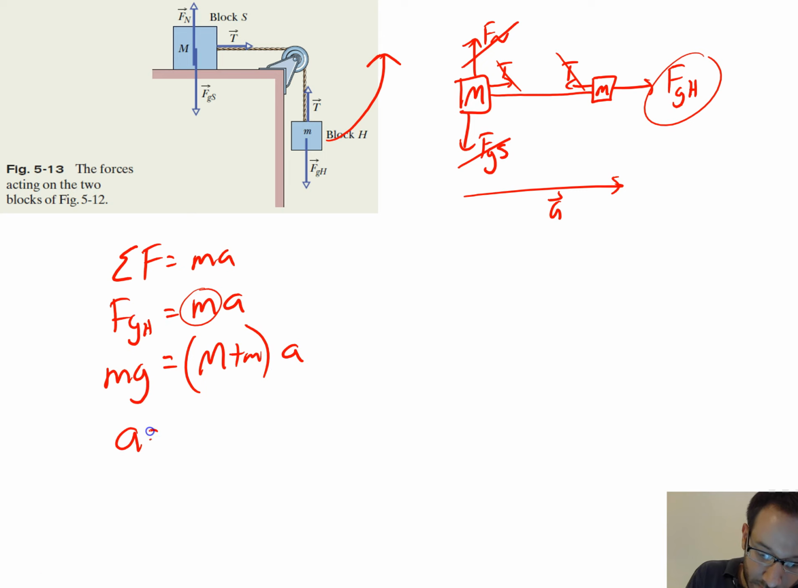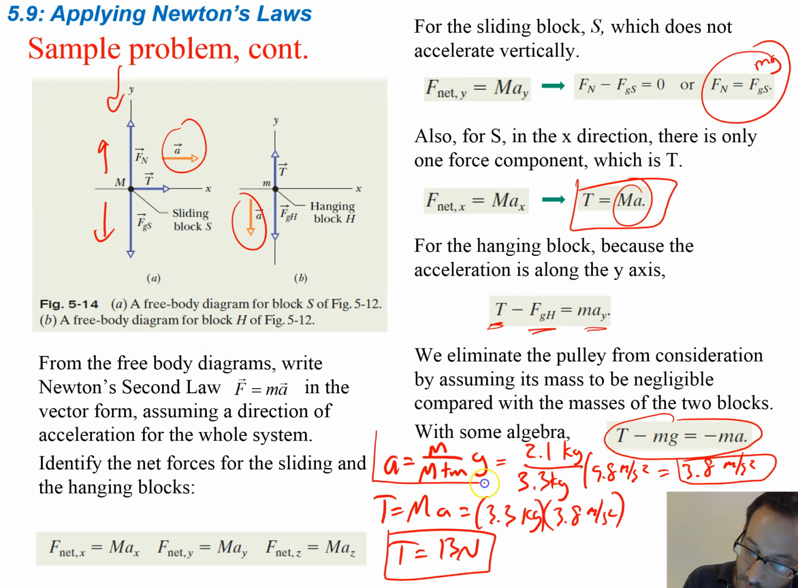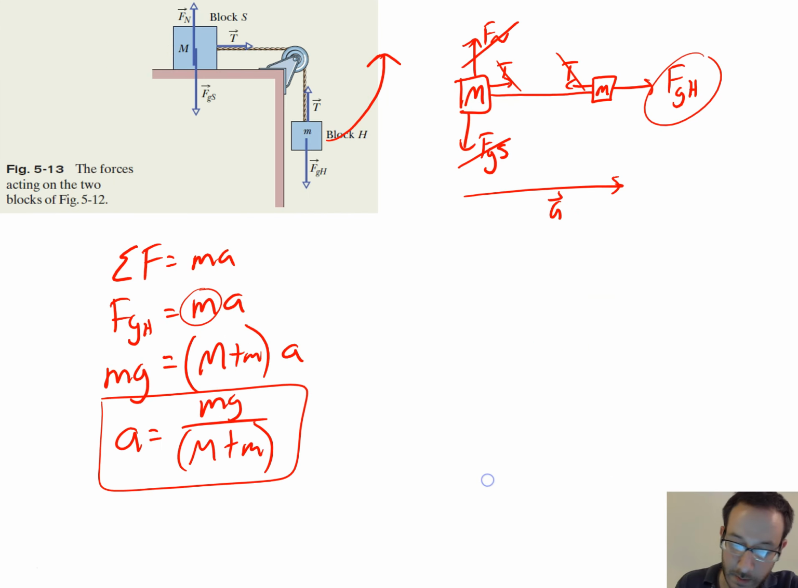And since we're trying to solve for acceleration, we find it the same way, which is little mg over big M plus little m. Now if we go back a slide and look at this compared to this, we have the same thing, right? So we got the same result, and we're going to get the same answer.